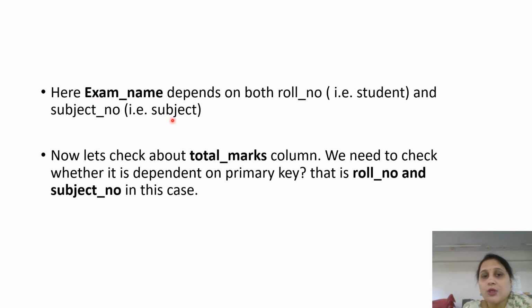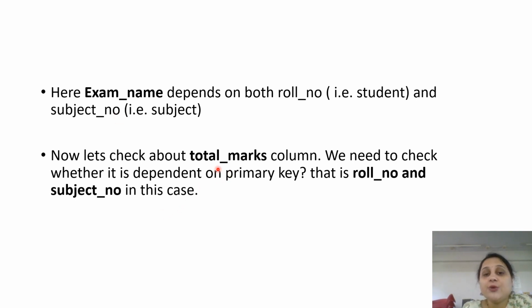We have added two new columns, exam name and total marks. We have seen that exam name depends on roll number and subject number, and both together form a primary key. Means this new column exam name is dependent on the primary key, so there is no partial dependency over here.